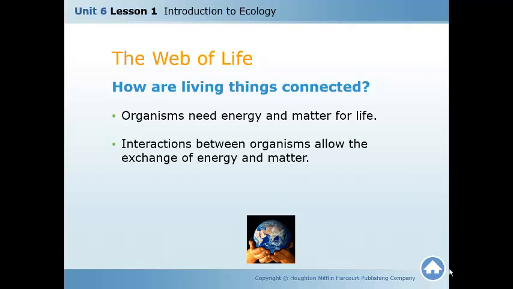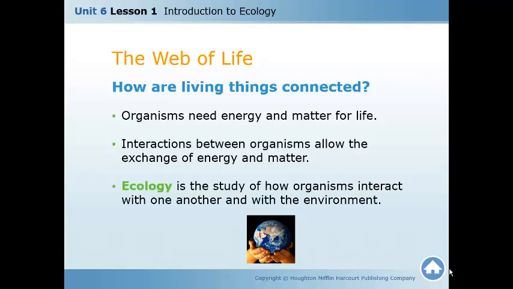Interactions between organisms allow the exchange of energy and matter. So that means there has to be some kind of exchange going on for energy and matter to go back and forth. For example, if you had a salad for lunch, you ate a plant, and so you get some of the energy that plant had when it was growing. And so there's an exchange of energy and matter.